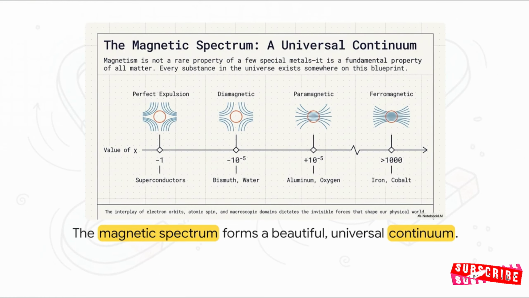What this ultimately means is that magnetism is a fundamental property of all matter. Absolutely every single substance in the universe exists somewhere on this continuous blueprint, from the perfect expulsion of a superconductor at -1, through water to oxygen, all the way up to iron, where chi is greater than 1,000. It's all one beautifully connected spectrum shaped by the interplay of electron orbits, atomic spin, and macroscopic domains.